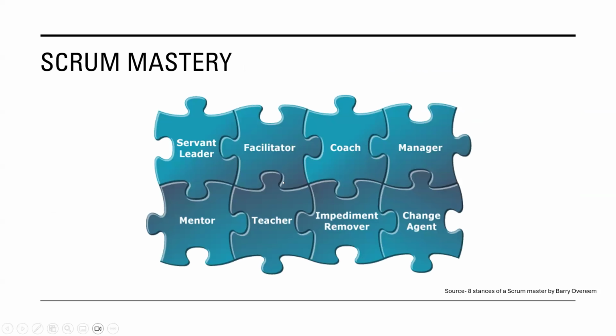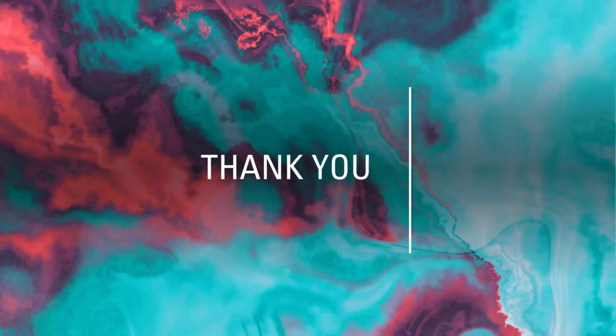Scrum Mastery, lastly, is an 8-in-1 role, I would like to say. We are servant leaders, facilitators, coaches, managers, mentors, teachers, impediment removers, or blocker removers, as we like to say, and change agents. This past 2 weeks has helped show that all these are part of what a Scrum Master does. Although I haven't fully involved myself in each and every one of these stances, I hope to be that and more by the end of this training. And I think that's me. Thank you very much.